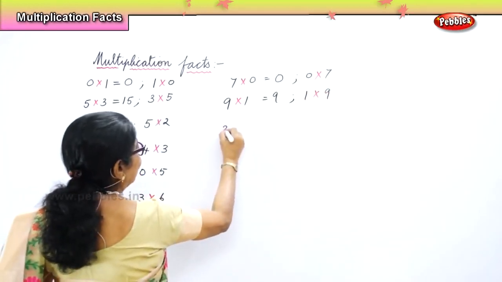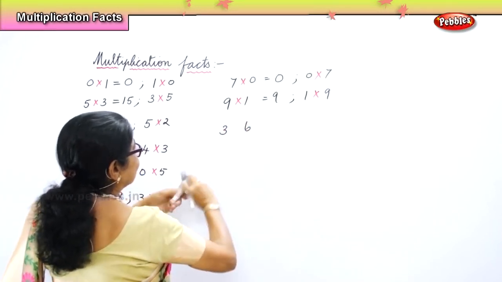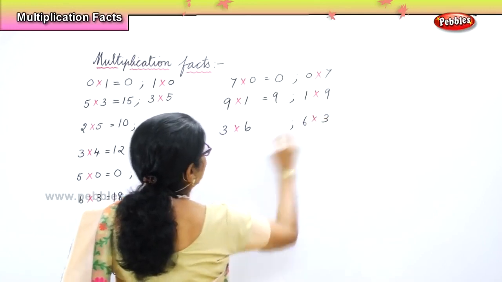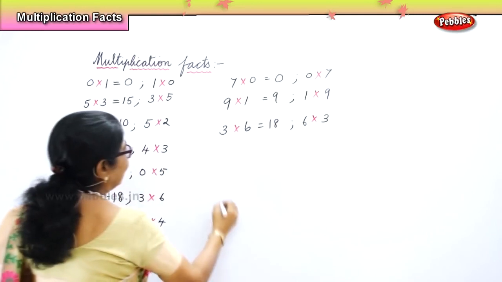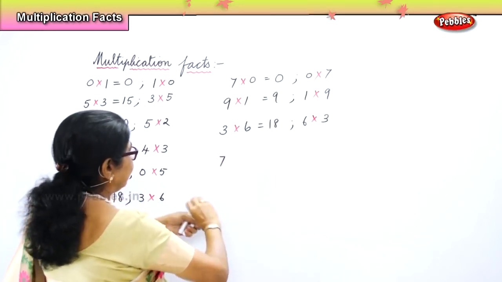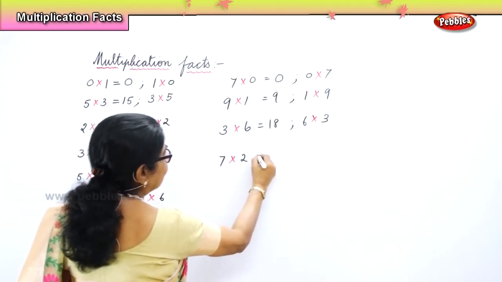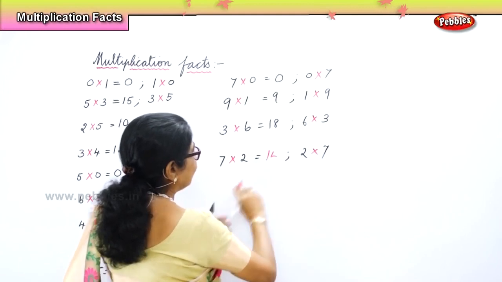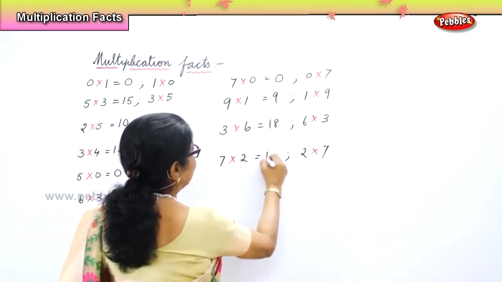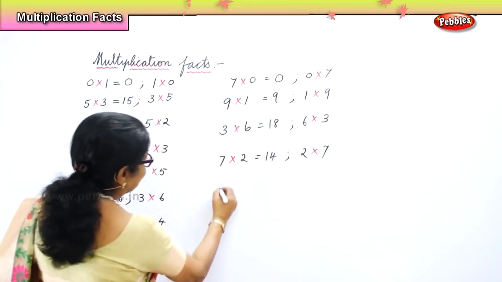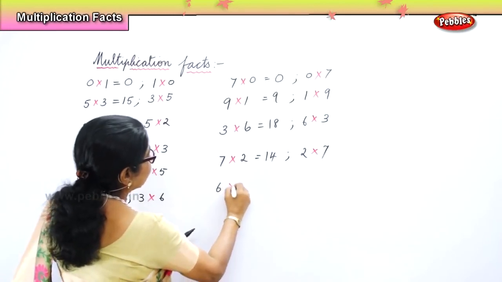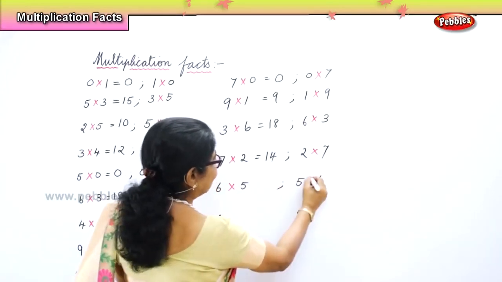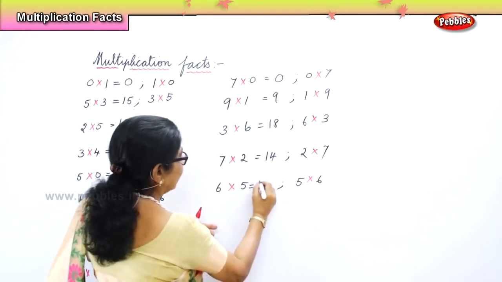Now, let's say 3 into 6 is same as 6 into 3. What is 6 into 3? 18. Let's say 7 into 2 is same as 2 into 7. 7 twos are 14. Now, let's say 6 into 5 is same as 5 into 6. 6 fives are 30. Good.